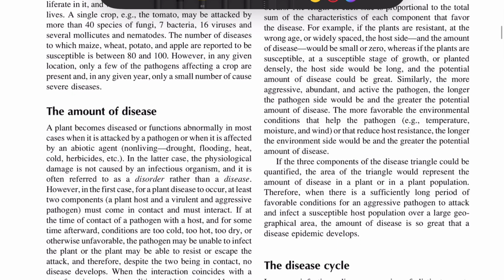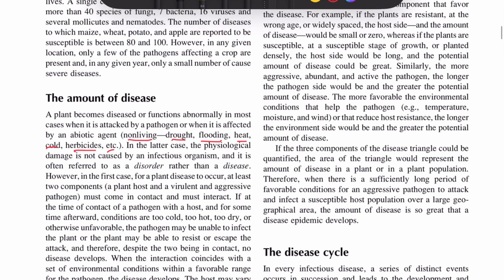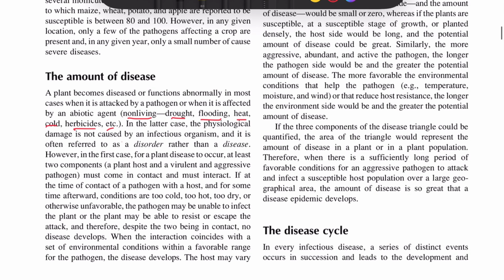A plant becomes diseased or functions abnormally in most cases when it is attacked by a pathogen, or when it is affected by an abiotic agent. Abiotic agent means what? Non-living agent, which is drought, flooding, heat, cold, herbicides, etc. In the latter case, the physiological damage is not caused by an infectious organism, and it is often referred to as a disorder rather than a disease.